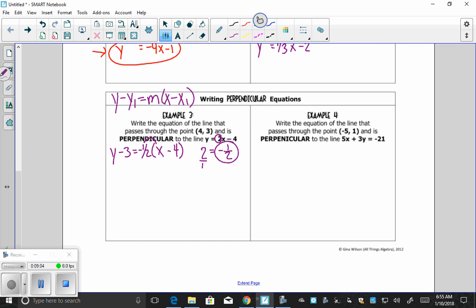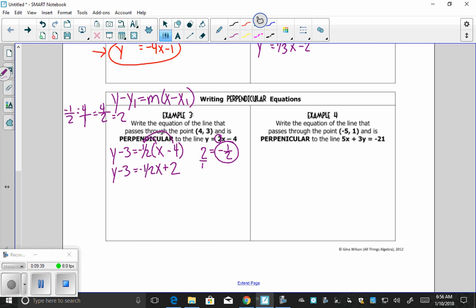Distribute the negative 1/2. And I'll get negative 1/2 x plus, here again, it's another fraction. If you want to do negative 1/2 times negative 4 over 1, negative 1 times negative 4 gives me a positive 4. 2 times 1 is 2. 4 divided by 2 is 2.